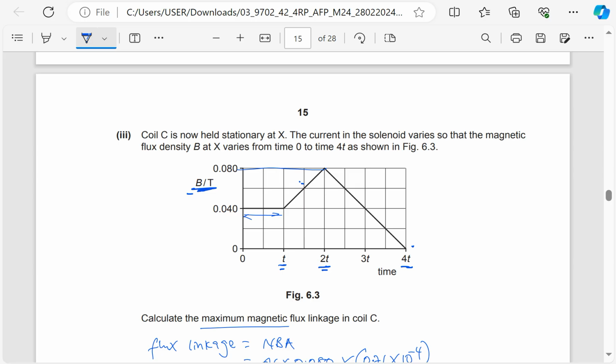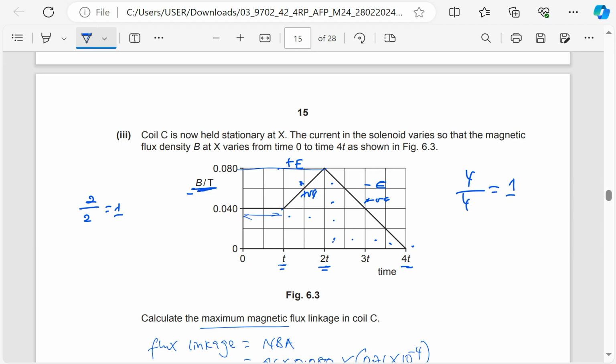So it means there's an induced EMF here and an induced EMF here, but remember that this is a positive gradient, this is a negative gradient. So if the EMF here is positive, the EMF here will be negative. Let's check the gradient. Here we have two boxes divided by on the x-axis. We also have two boxes. Then on the left-hand side, we have 1, 2, 3, 4 boxes on the vertical, 1, 2, 3, 4 boxes on the x.